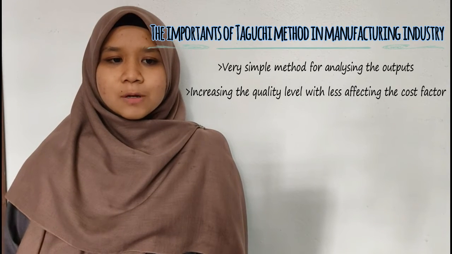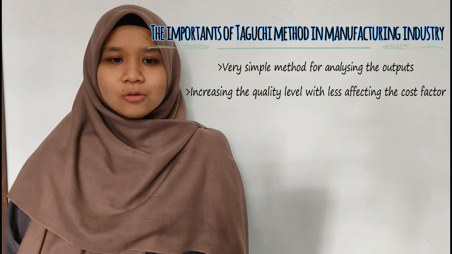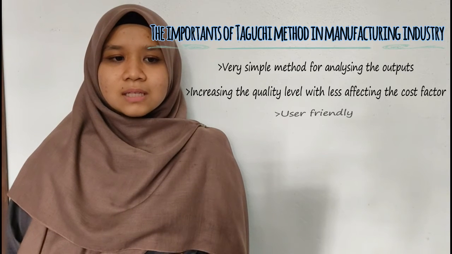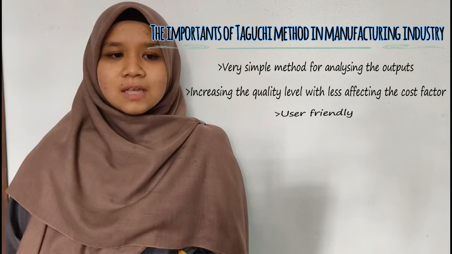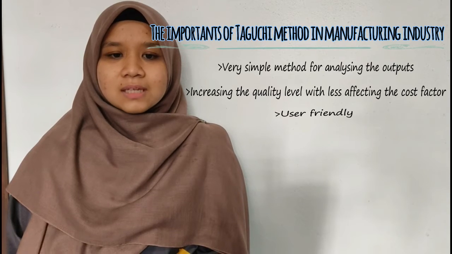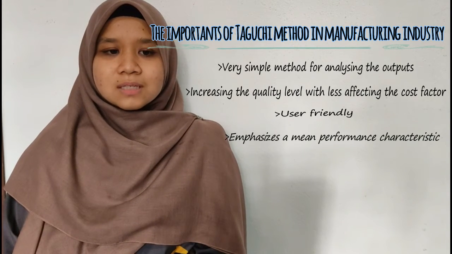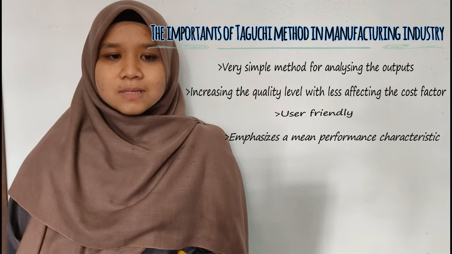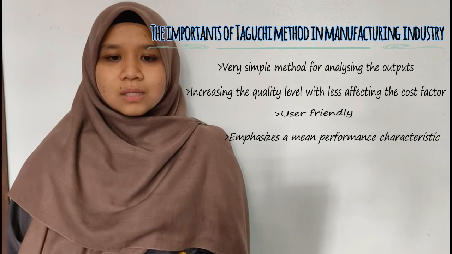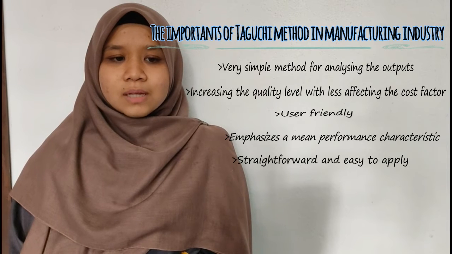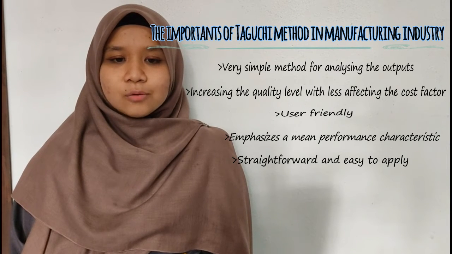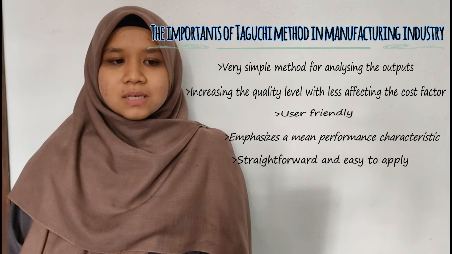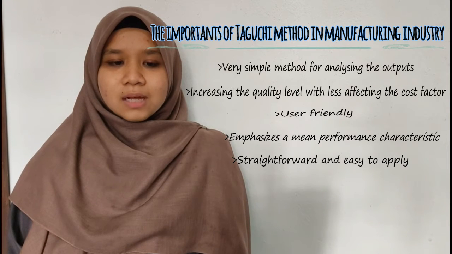Basically, classical process parameter design is complex and not easy to use, while on the other hand, the Taguchi technique is user-friendly. Another advantage of the Taguchi method is that it emphasizes a mean performance characteristic value close to the target value rather than a value within certain specification limits, thus improving the product quality. Also, it is straightforward and easy to apply to many engineering situations. This property makes it a powerful yet simple tool for industries.